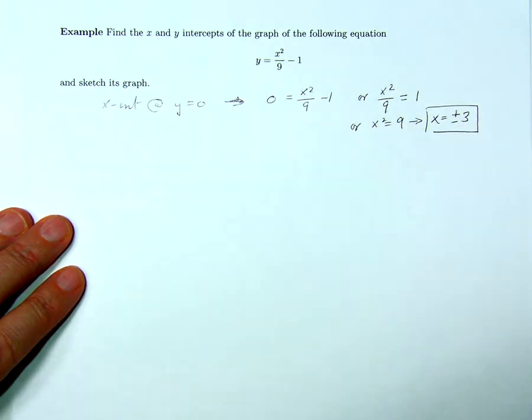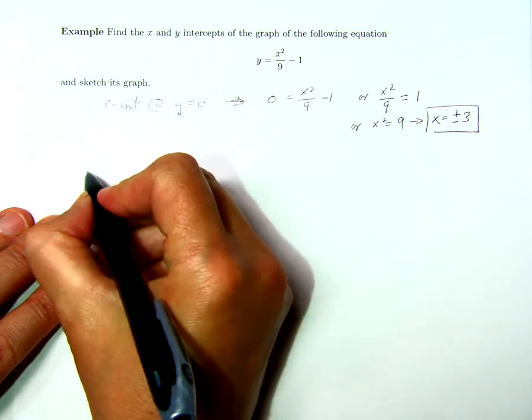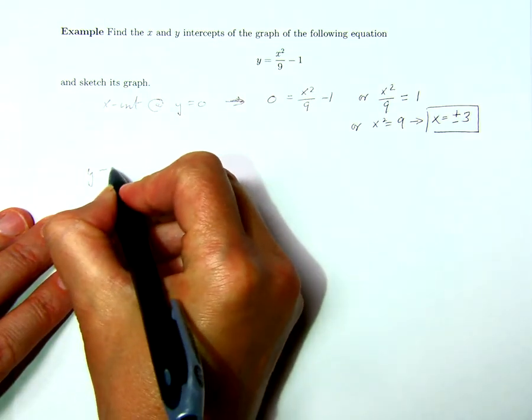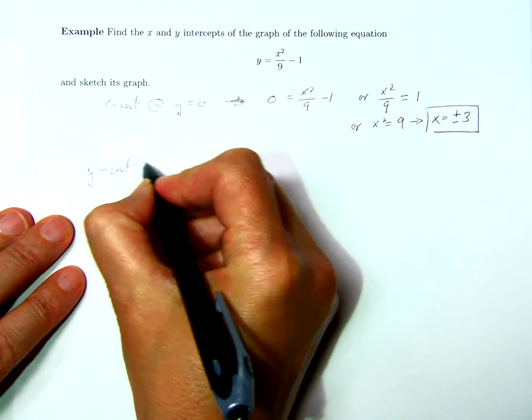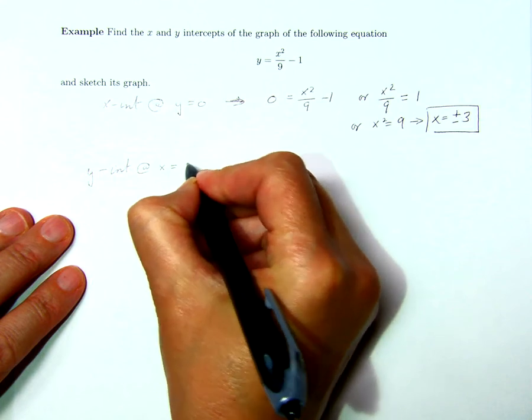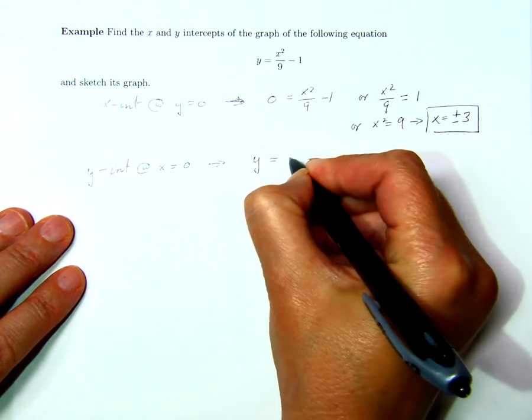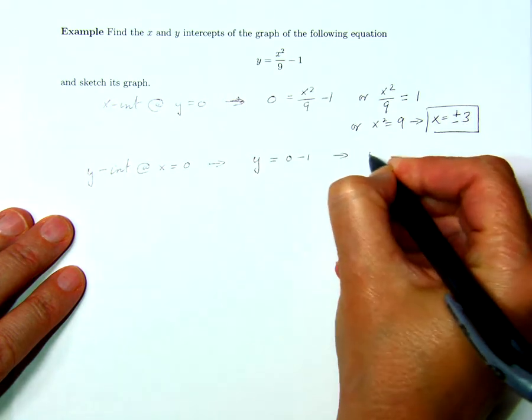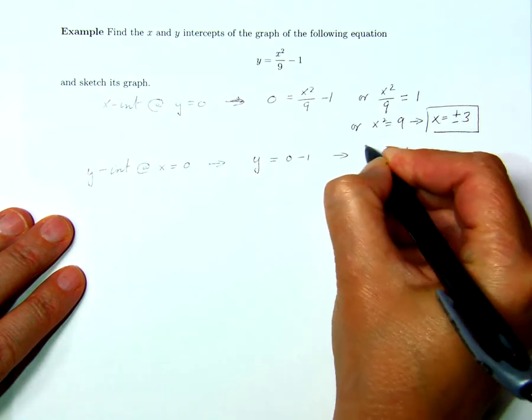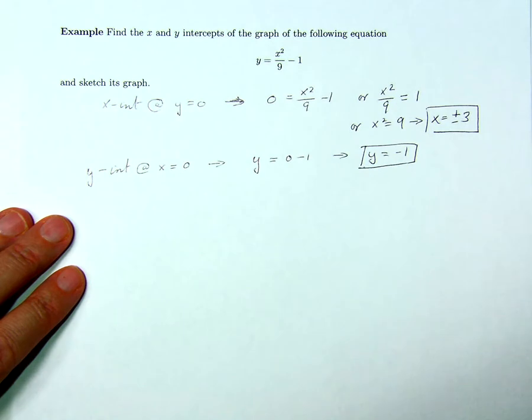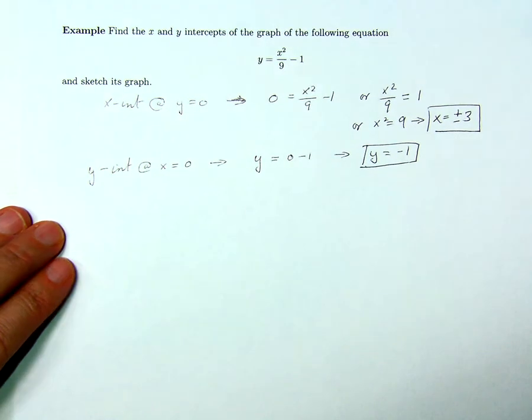So I have the graph of this equation cuts the x-axis in two places. Now how about the y-axis? The y-intercept occurs when x is 0, and that is y equals 0 minus 1, or y equals minus 1. So we have a unique point where the graph of this equation cuts the y-axis.